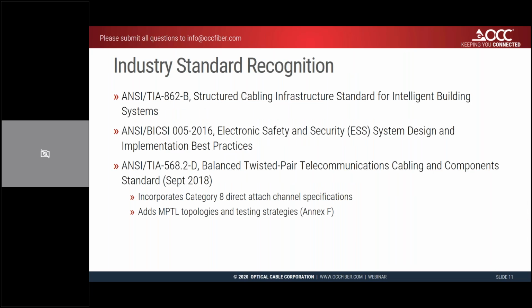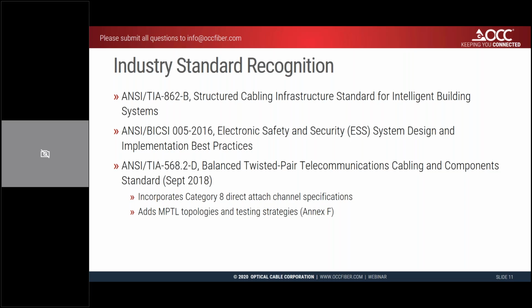So mod plug terminated links, these are gaining industry standard recognition. In ANSI/TIA-862-B, Structured Cabling Infrastructure Standard for Intelligent Building Systems, there's guidance given in this standard. ANSI/BICSI 005-2016, Electronic Safety and Security System Design and Implementation Best Practices, same deal.